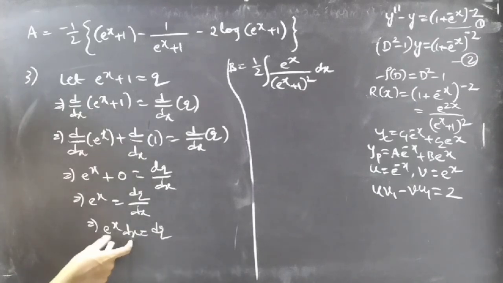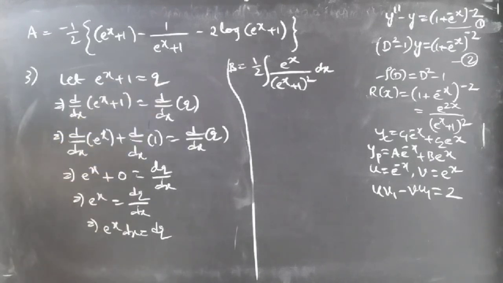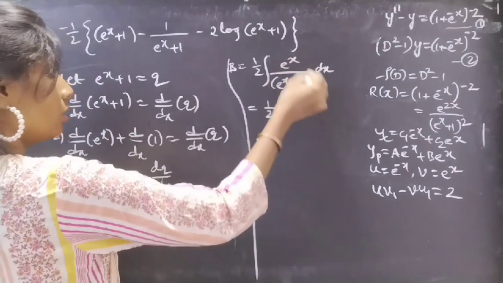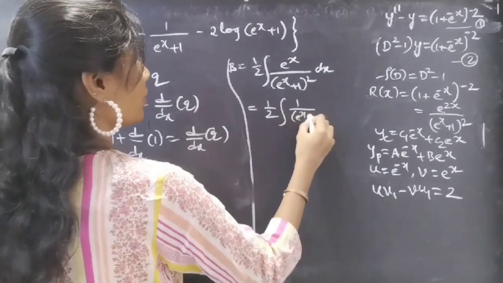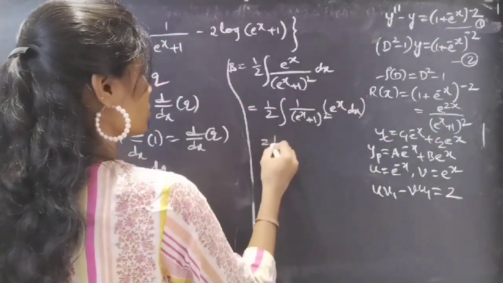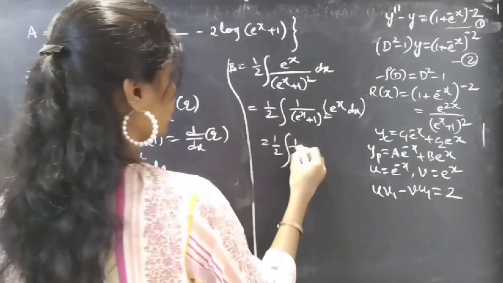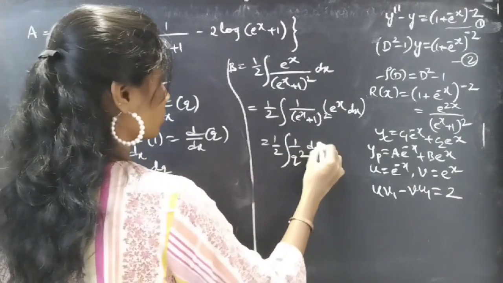Now we can replace e power x dx with dq, and e power x plus 1 can be replaced with q. In order to replace e power x dx with dq, we can just write this integral as 1 by e power x plus 1 whole square into e power x dx, right? This equals to 1 by 2 integral e power x plus 1 can be replaced with q. We'll get 1 by q square into e power x dx can be replaced with dq.